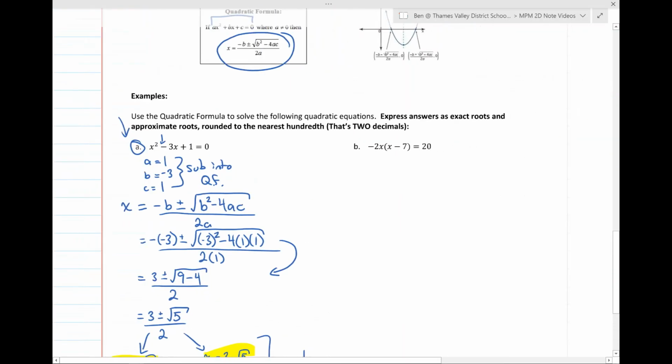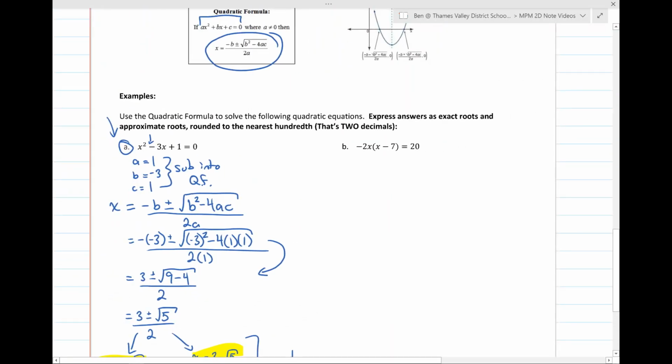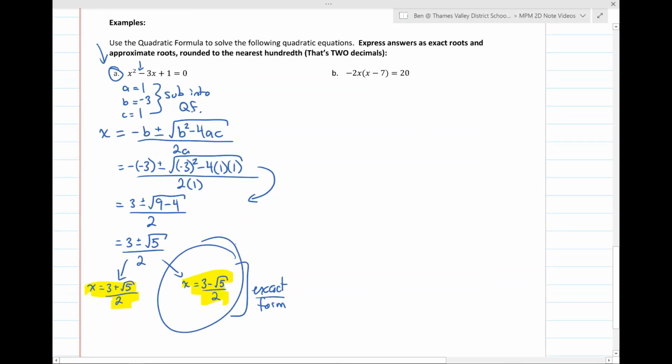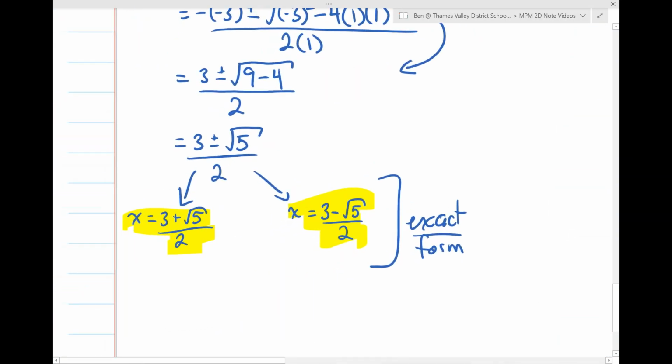But in this case, we're going to practice it a little bit more, so we'll try and see what this number actually is. X equals 3 minus root 5 over 2, and x equals 3 plus root 5 over 2. Here we're expressing answers as exact roots, already done. Now approximate roots. We're going to round those to the nearest hundredth. So we put this into our calculator.